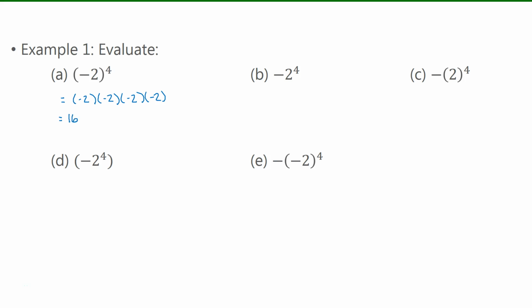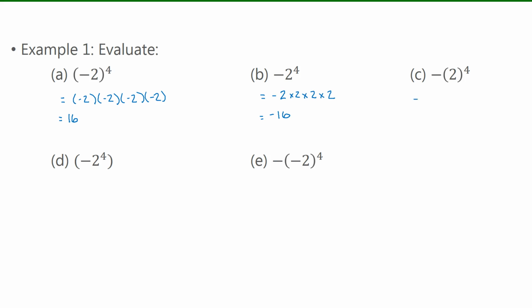Now in B, there are no brackets. What we have here is 2 multiplied by itself 4 times with a negative in the front. So it looks like negative 2 times 2 times 2 times 2. And 2 times 2 times 2 times 2 is 16. And with that negative in the front, we get negative 16. So it's different than what we get in A.